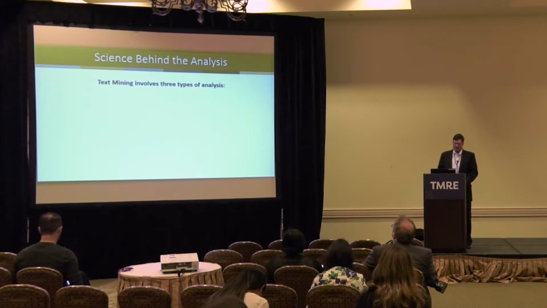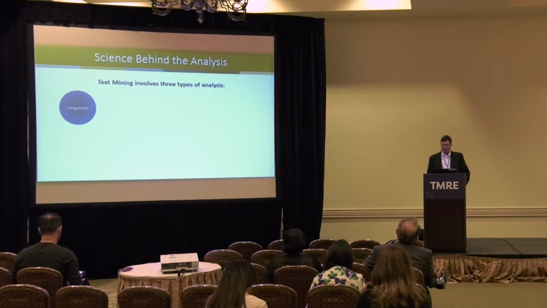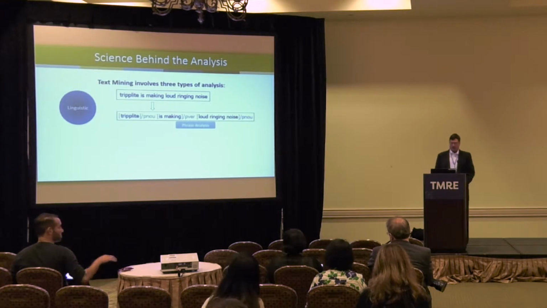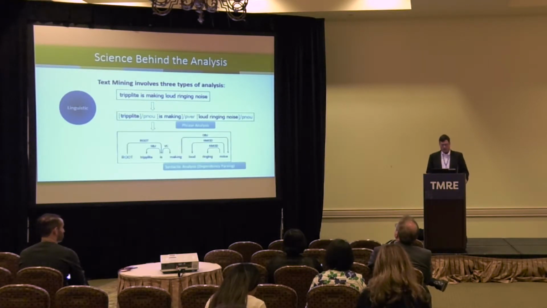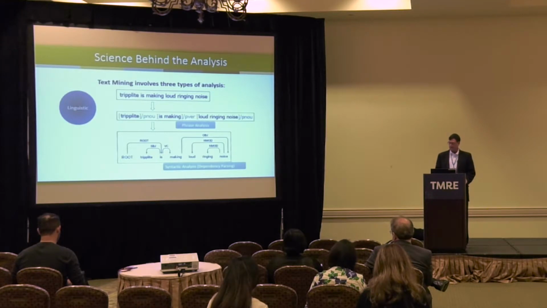The science behind the analysis involves three types of analysis. The first one is linguistics. So the data is much more than just a collection of words. The algorithms recognize the relationship and meaning of the words. So for example, in this sentence, it splits it out into the part of speech and parses it out into phrases. And then after that, we do a syntactic analysis so we can really understand what the relationship between these words is in their true usage.